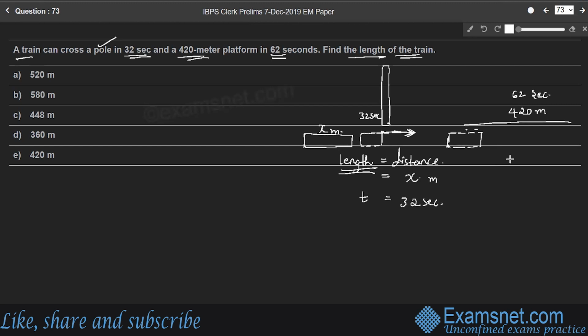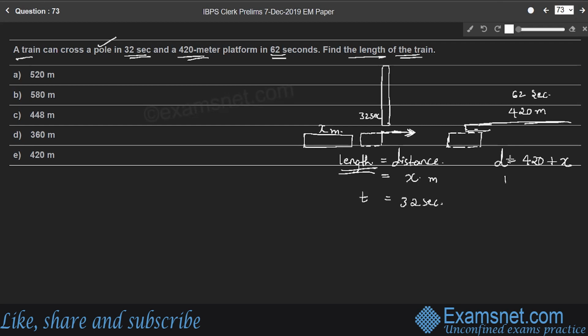As soon as it enters the platform, the counting of the distance starts. So the distance covered by it is equal to the length of the platform, which is 420 meters, and the train also has its own length, which it has to cover as well. Therefore, the distance covered by the train while crossing the platform is 420 plus its length.